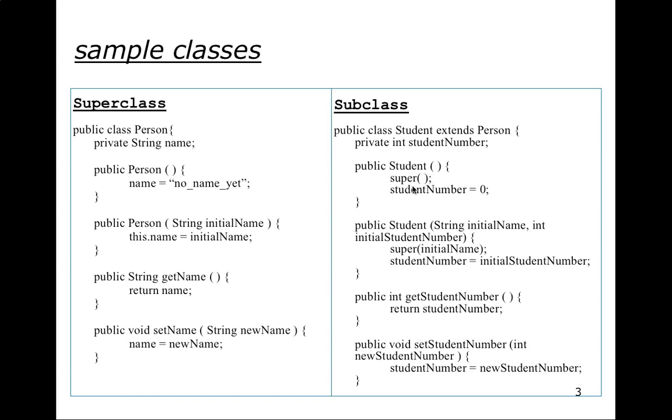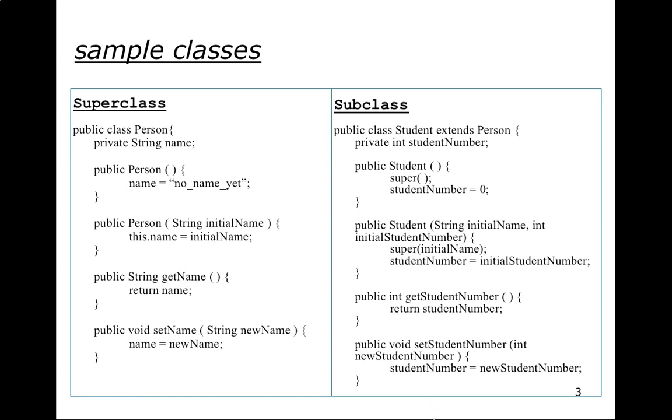So for every student that gets created, we're also going to get a person created, and when you do that, run this constructor here. So the name is going to be set to no name yet, unless we supply one. And then set the student number equal to 0. We don't have to put student number over here because we don't have student number over here. We only have student number over here.